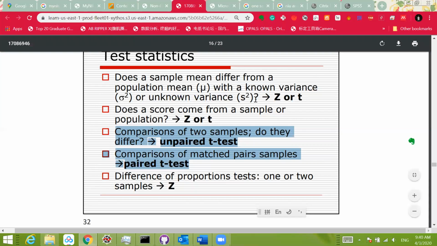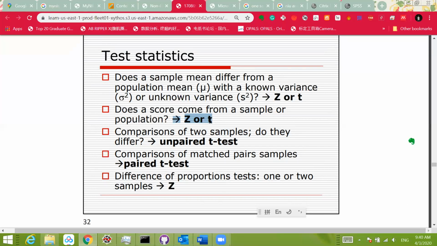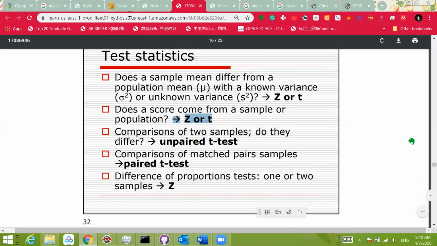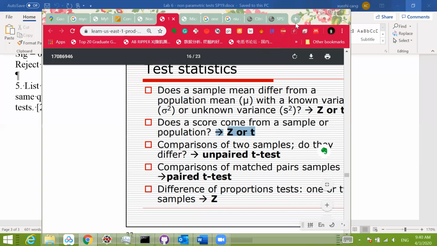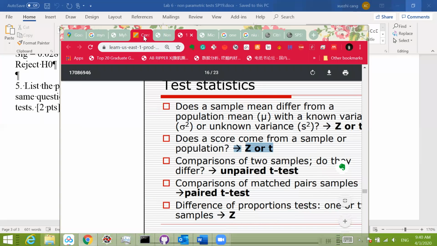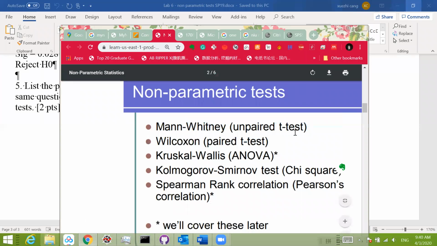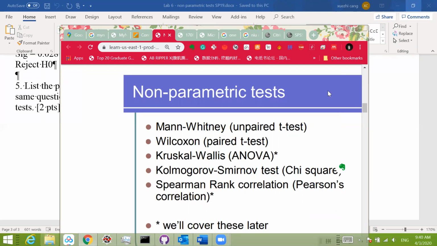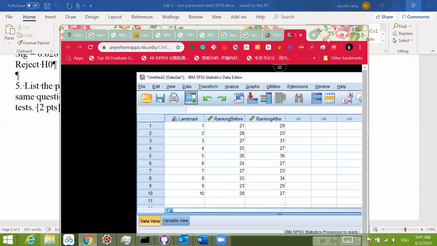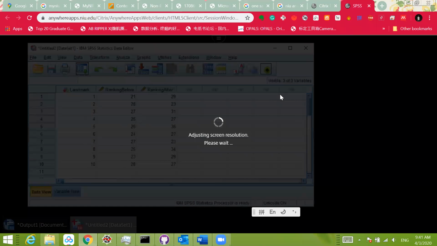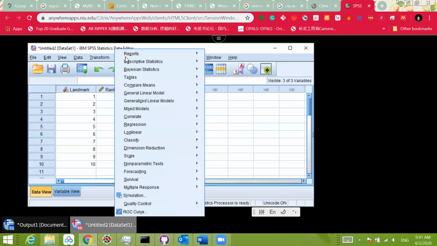We also learned the z-test and the t-test to compare one sample and the population. Could we use non-parametric tests in this situation? Actually, yes. If you want to compare one sample to the population based on non-Gaussian distribution data, we can just use the analyze and the non-parametric test.